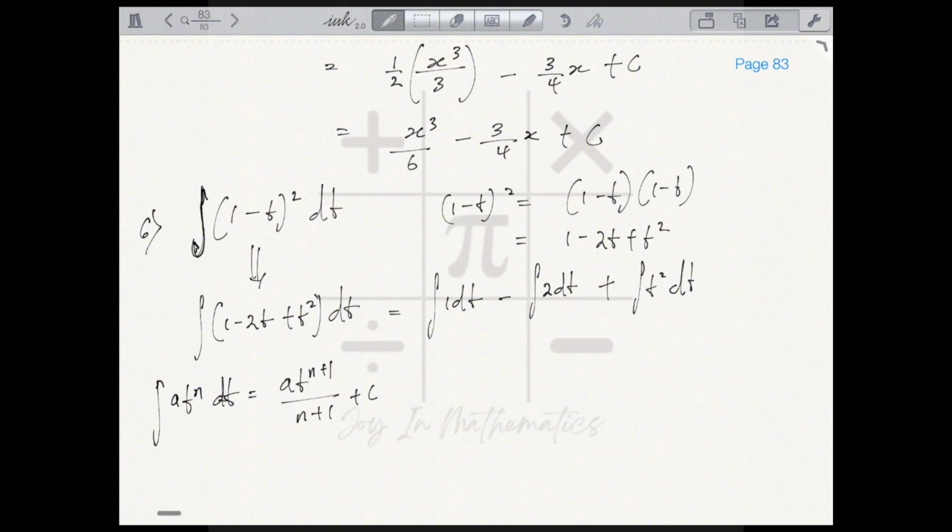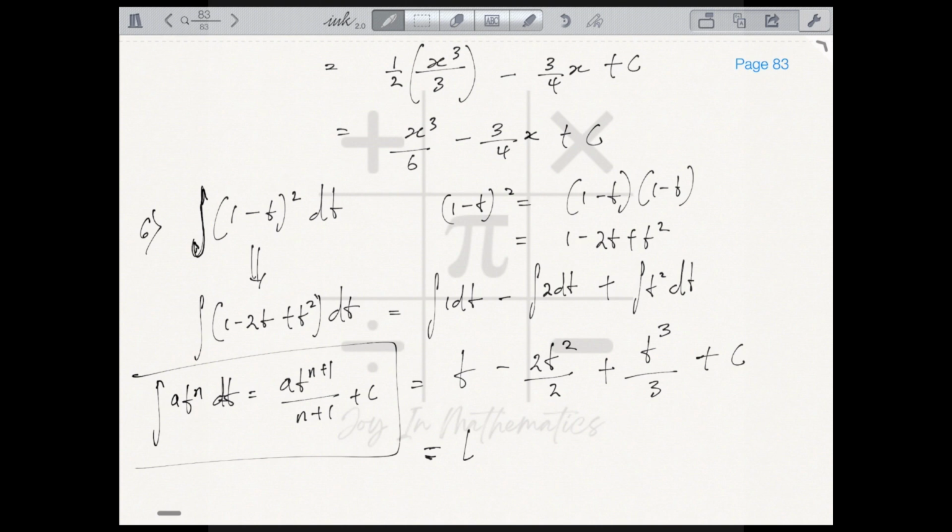Therefore, this will give us t minus 2t squared over 2 plus t raised to power 3 over 3. And remember our arbitrary constant, which is plus c. Now in conclusion, we have t minus t squared plus t cubed over 3 plus c.